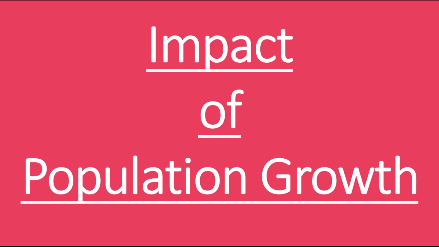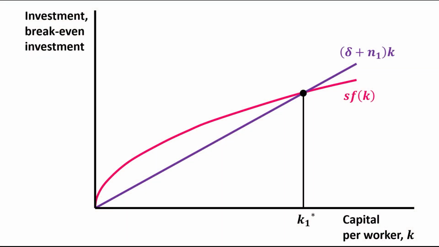Hello students, next topic is impact of population growth. This diagram we have already seen in our last video. This curve is the investment curve, and this line is the break-even investment. The intersection point is the steady state, and this is the steady state level of capital per worker. Right now the population growth rate is N1.